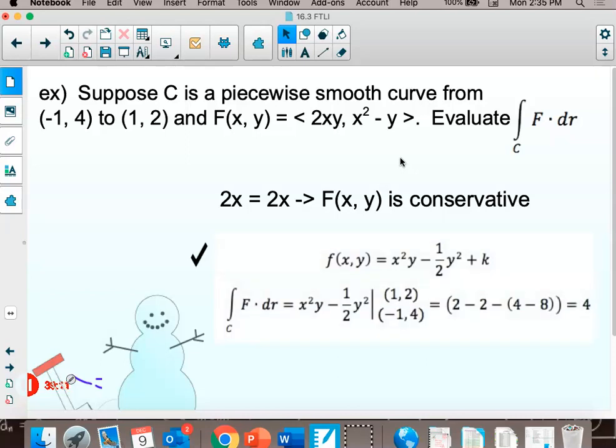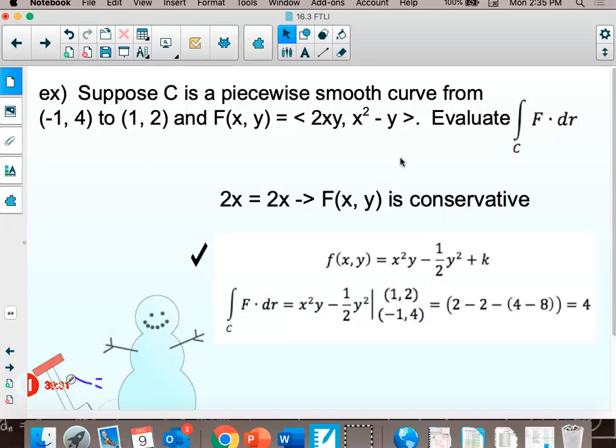Okay. So potential function. Did you all get x squared y minus 1/2 y squared? Yes? Okay. Plug in your points. You can keep them in terms of x and y, and you just combine. You just plug in the last point minus plug in the first point. You don't have to find your t's, and you just plug them in. It's really easy. It's not bad, right?